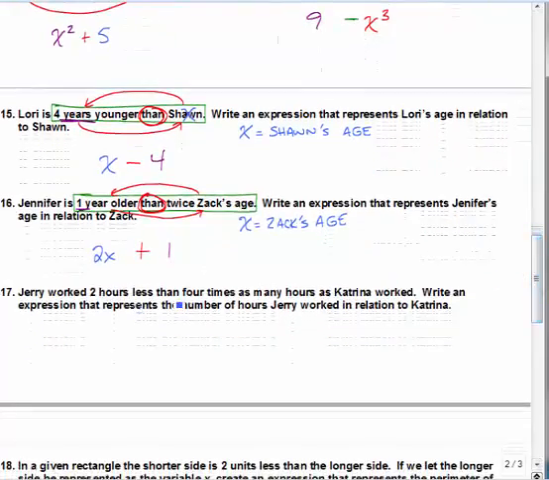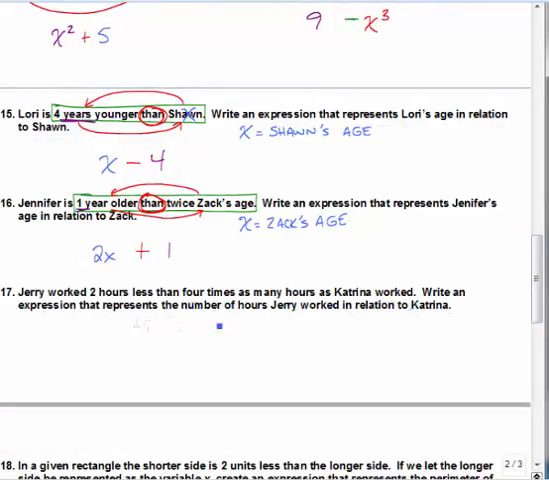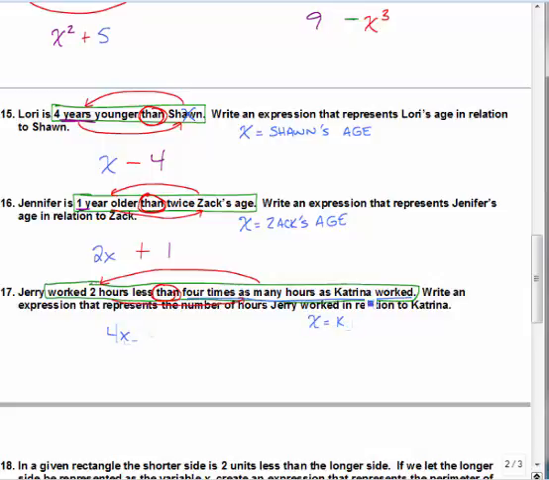All right, the next one. Jerry worked 2 hours less than 4 times as many hours as Katrina worked. Write an expression that represents the number of hours Jerry worked in relation to Katrina. Okay, so let's see if we can find what I'm working on here. So Jerry worked 2 hours less than 4 times as many hours as Katrina worked. So what's 4 times an unknown? That'll be 4x. And we just let x equal the hours Katrina worked.